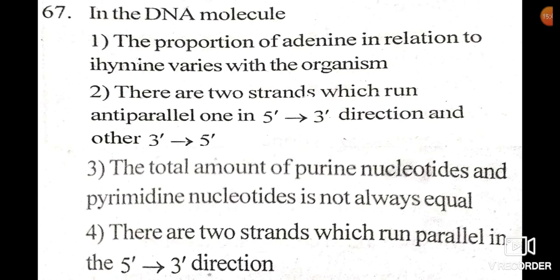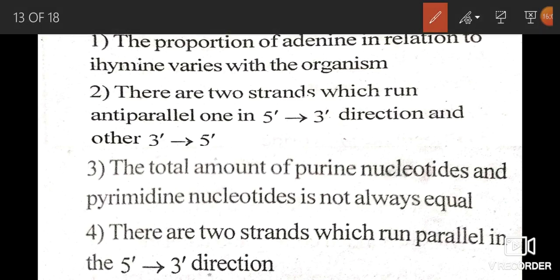Question number 67. In the DNA molecule, read the following 4 options carefully. Right option is second one. DNA contains 2 strands which run anti-parallel. One strand is in the 5' to 3' direction and the other one is in the 3' to 5' direction. Both are anti-parallel, in opposite manner. So the right option is 2.